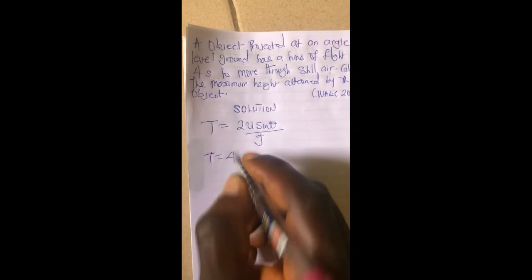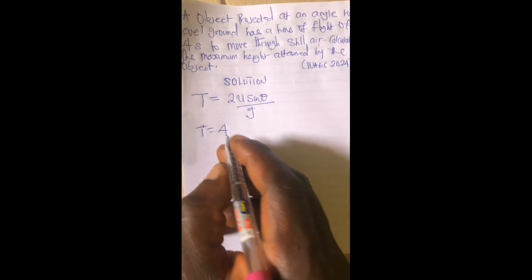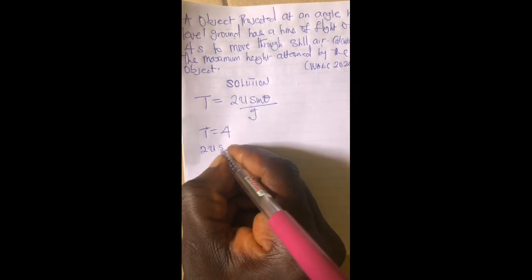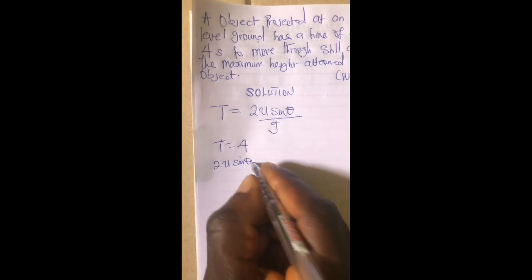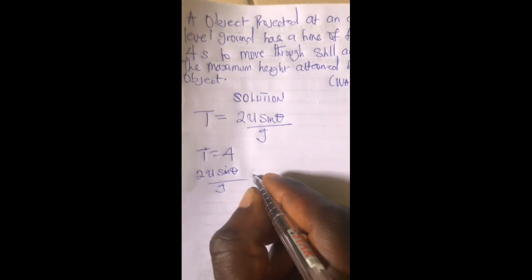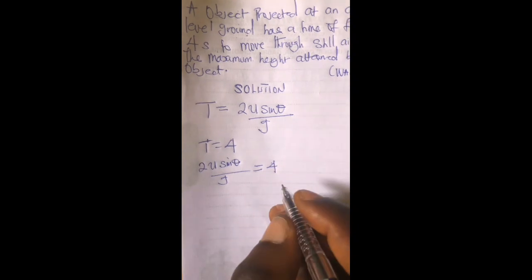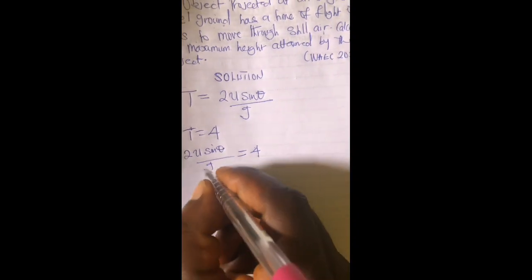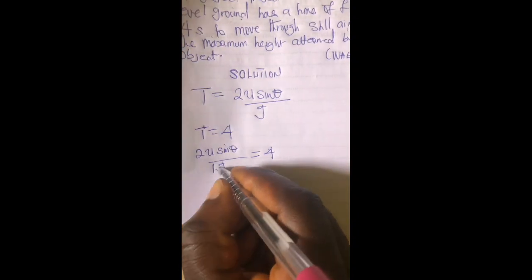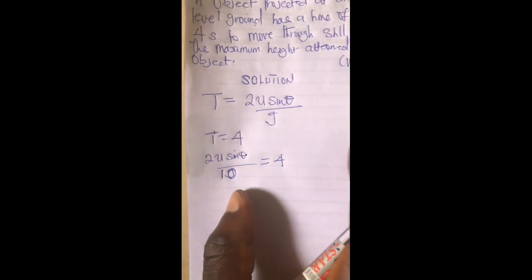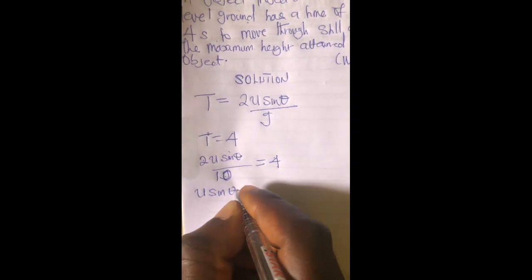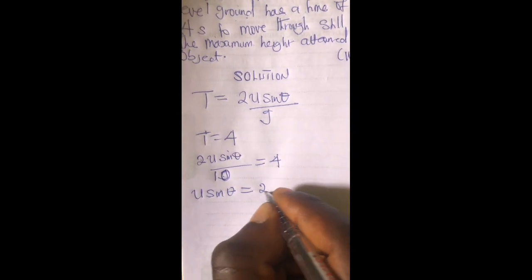From the equation, time of flight t is equal to 4. So what do we now do? We now have that 2u sine theta all over g is equal to 4. And we know that gravity is always 10. So we can now put 10 instead of writing the g here. We are progressing. Remember, if you divide this and this, we are going to be having 5, because 2 into 10 is going to be giving us 5. So u sine theta will be equal to 20.